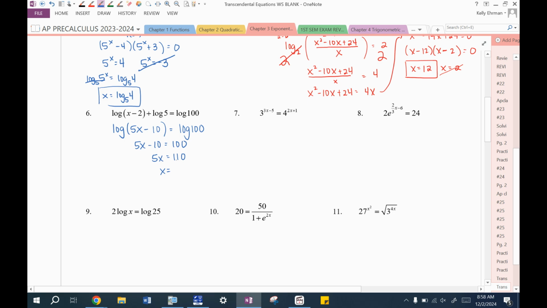Divide by 5. So let's see. 5 goes into 11 twice with 1 left over, and then 5 goes into 10 twice. So 22. Or you could have also done this.